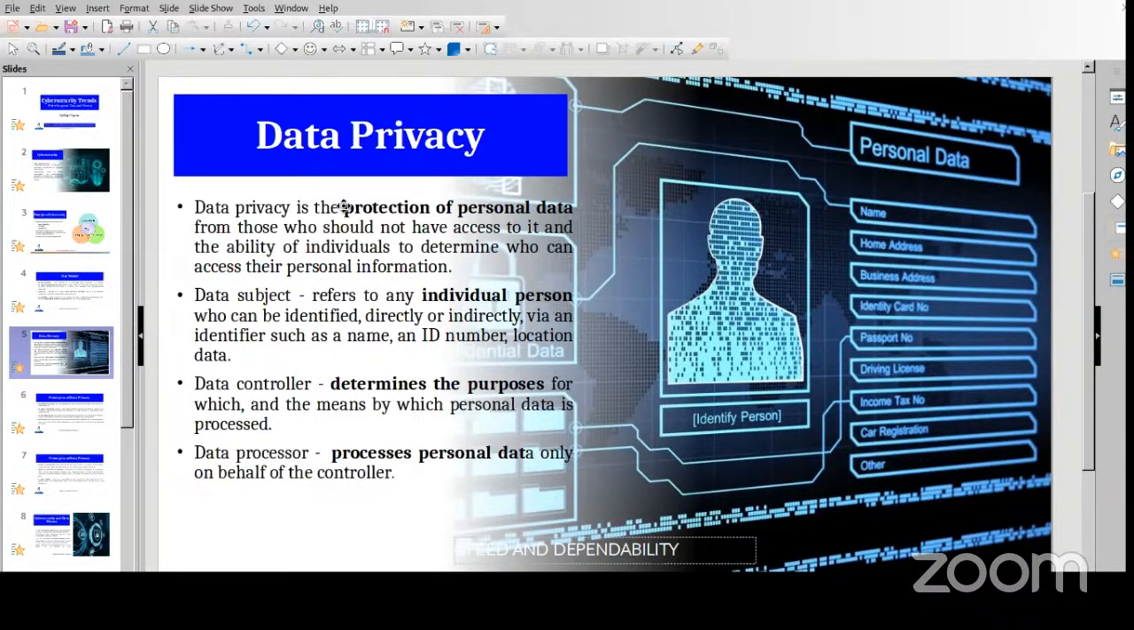So data privacy as a whole is the protection of personal data from those who should not have access to it, and the ability of individuals to determine who can access their personal information. A data subject typically will refer to any individual person who can be identified directly or indirectly through identifiers such as a name, ID number, location, and location data. These are just basic terms when we're dealing with data privacy, so I'll skim through them. Data controller: it determines the purposes for which and the means by which personal data is processed. And finally, a data processor processes personal data only on behalf of the controller.